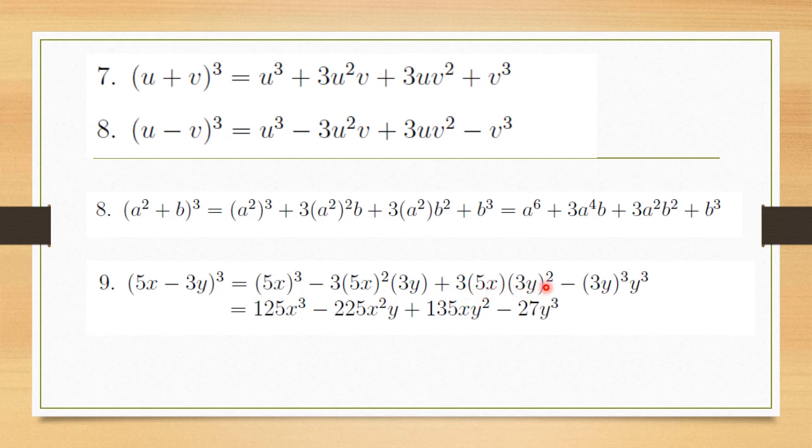Here, well, the same: 3 has a square, so it should be 9 times 5 is 45, times 3 is 135xy squared. And then here, if you don't consider that y cubed there on top, that should not be there, so you have 27y cubed. 3 cubed is 27. So that's it.